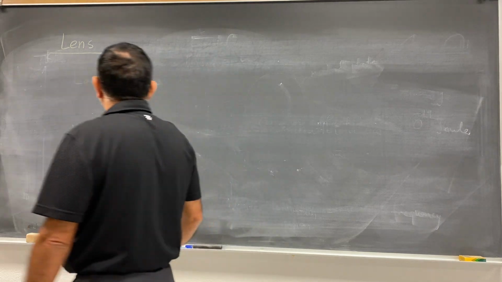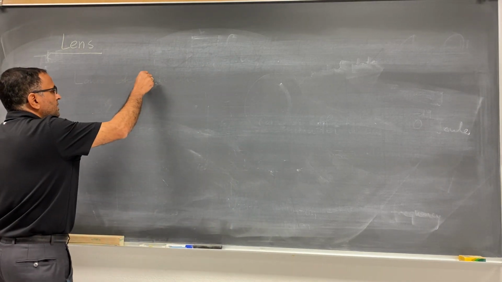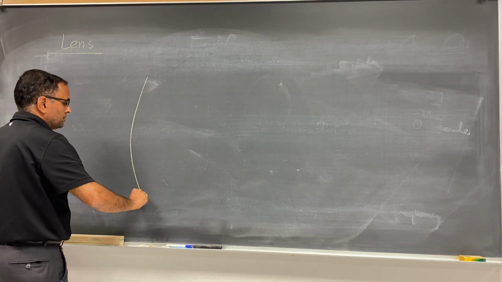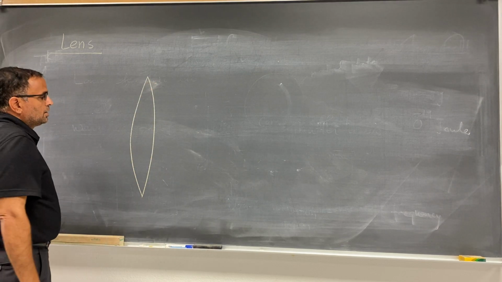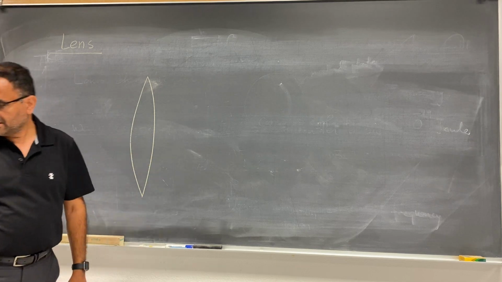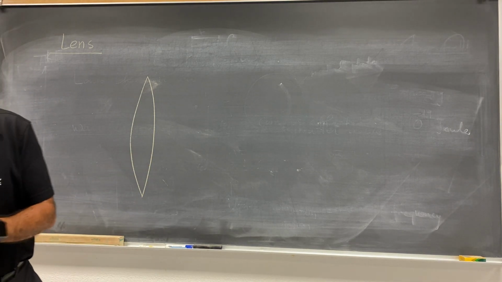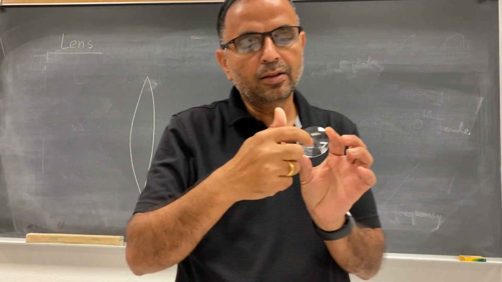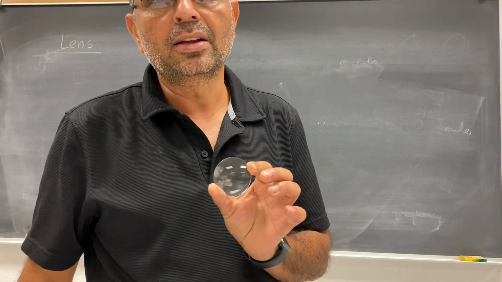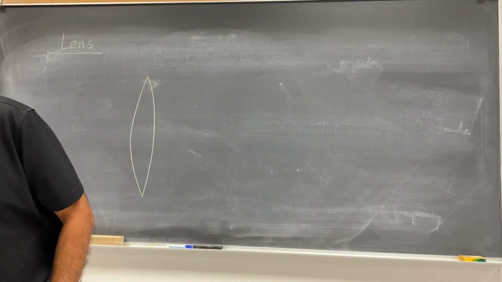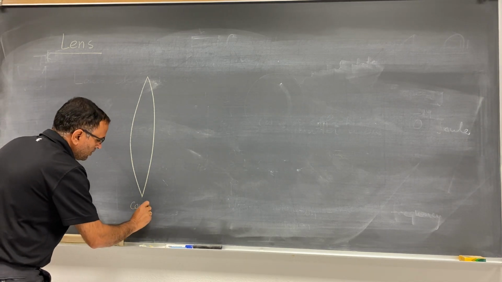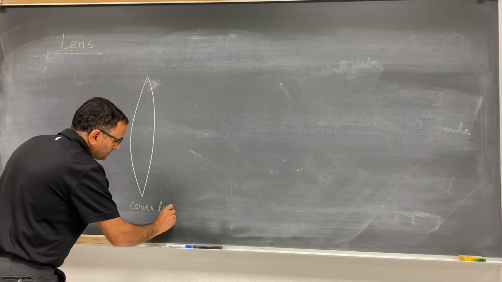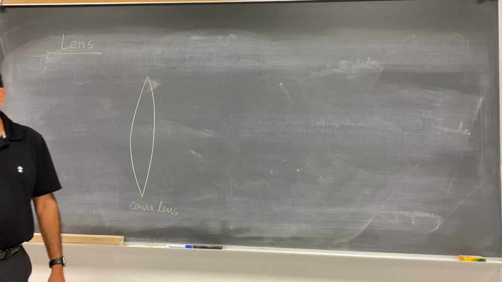One is like this. Thick in the middle, like this, thick in the middle right here. It is thick in the middle, and this lens we call convex lens. Convex lens.